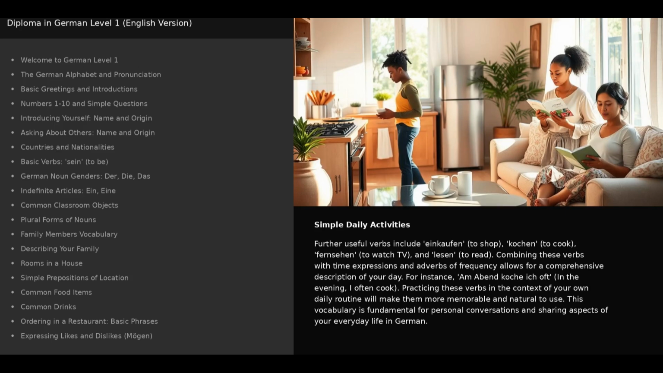Further useful verbs include einkaufen, to shop, kochen, to cook, fernsehen, to watch TV, and lesen, to read. Combining these verbs with time expressions and adverbs of frequency allows for a comprehensive description of your day. For instance, am Abend koche ich oft. In the evening, I often cook. Practicing these verbs in the context of your own daily routine will make them more memorable and natural to use. This vocabulary is fundamental for personal conversations and sharing aspects of your everyday life in German.